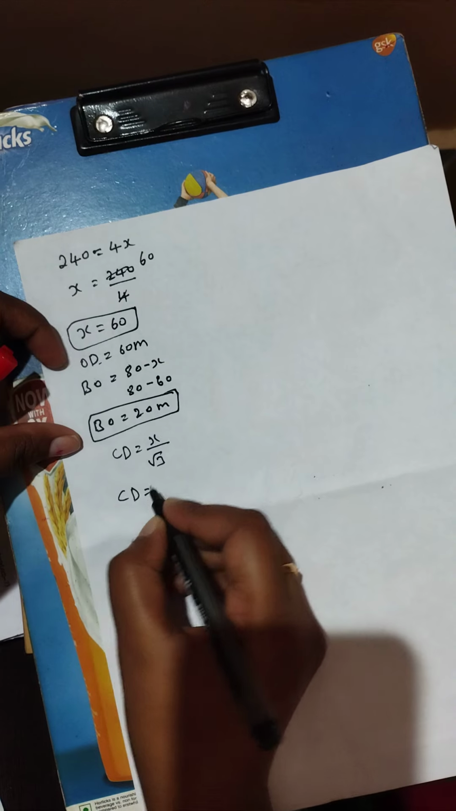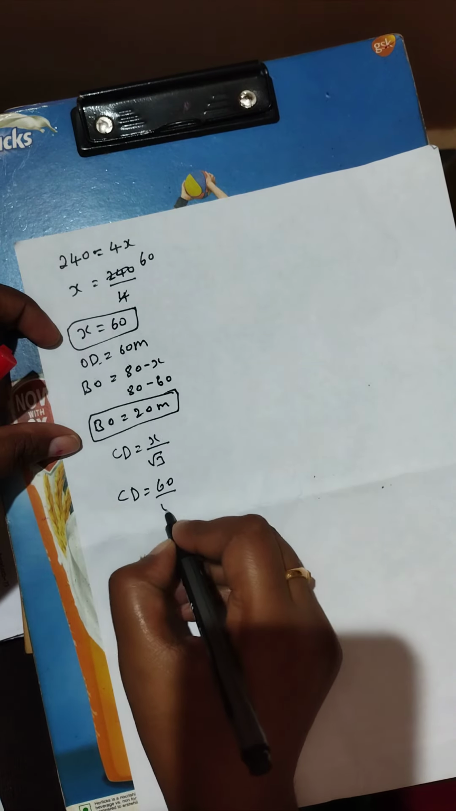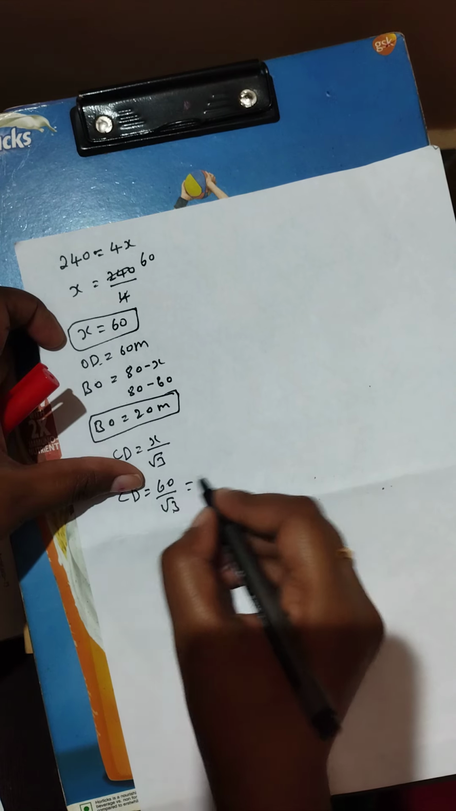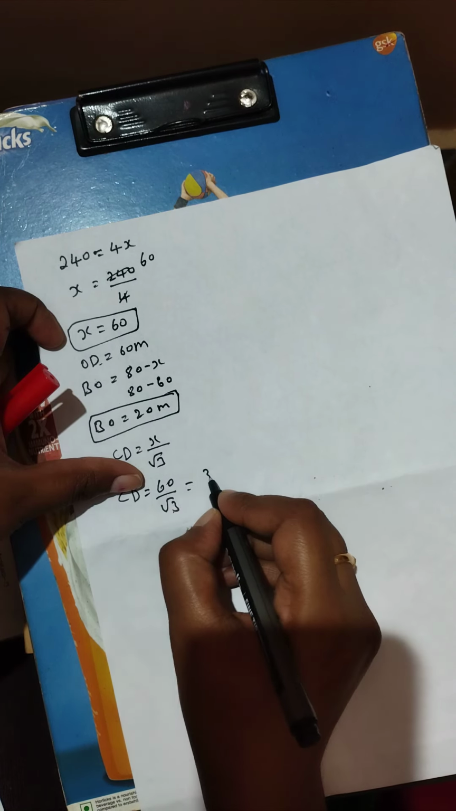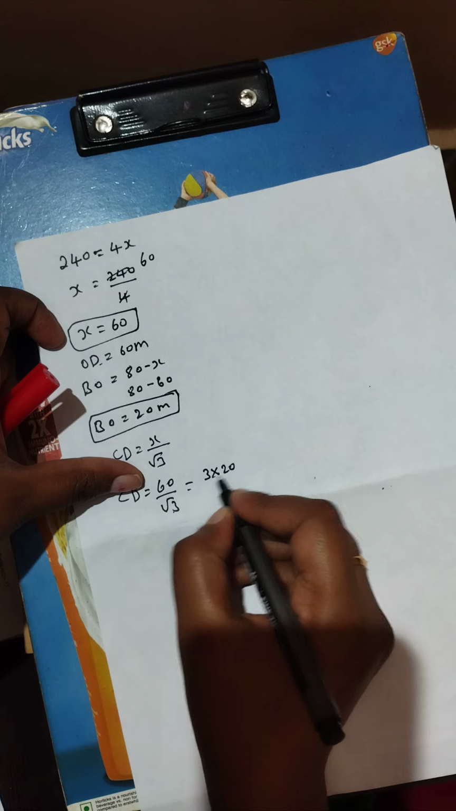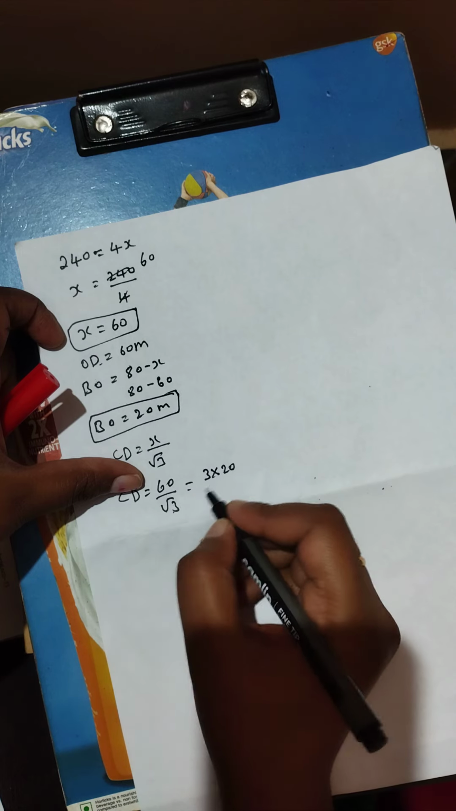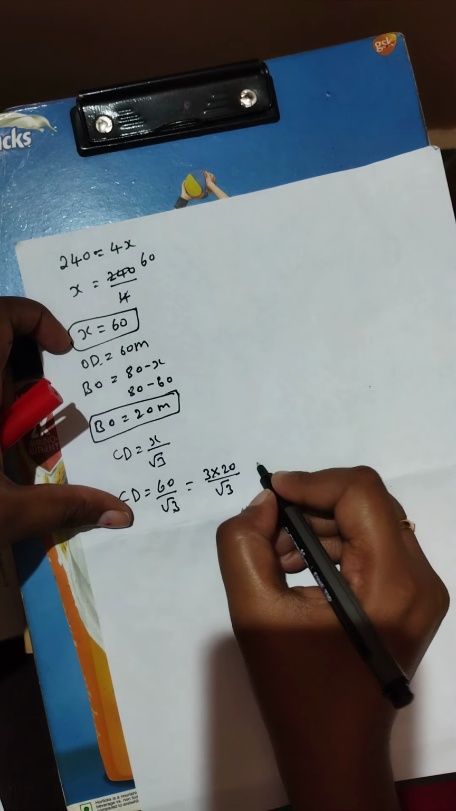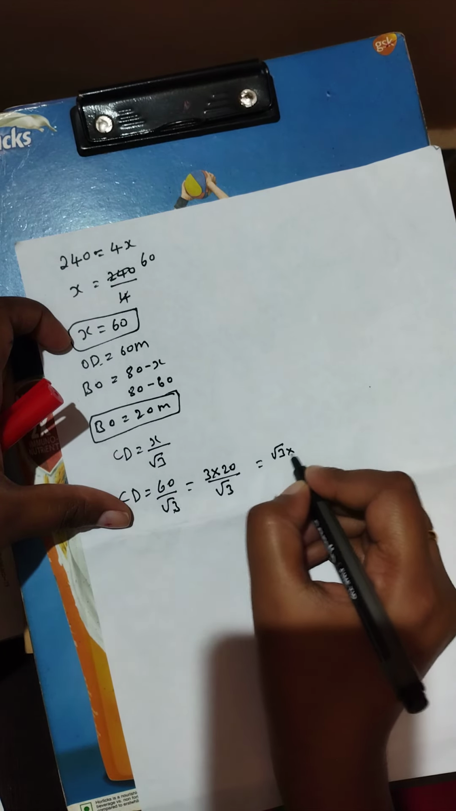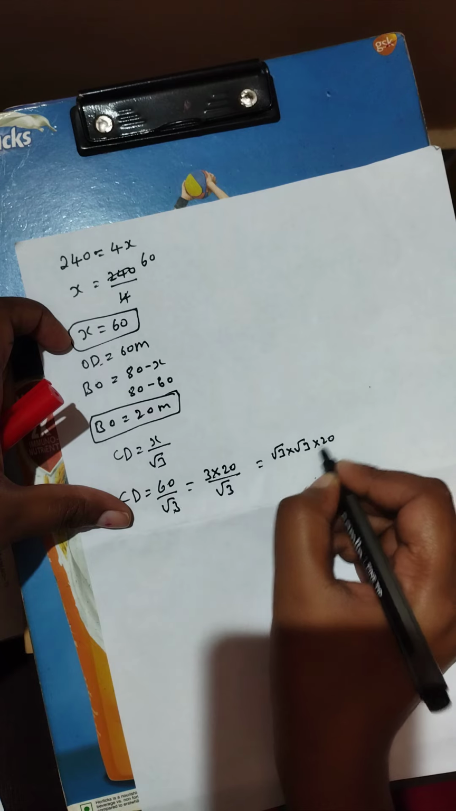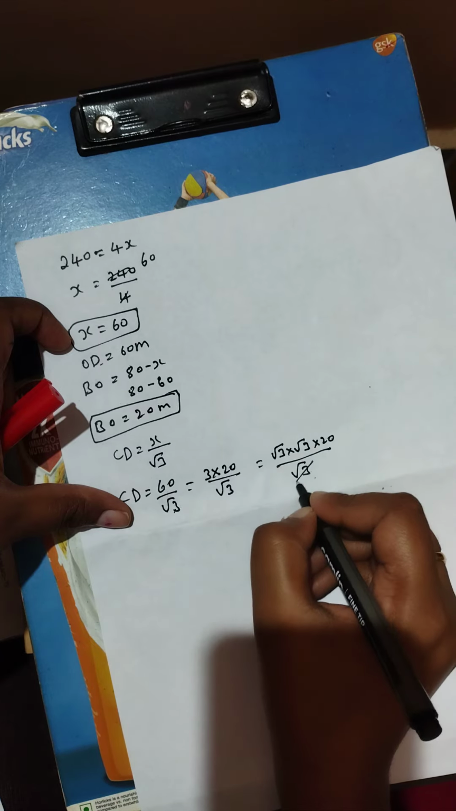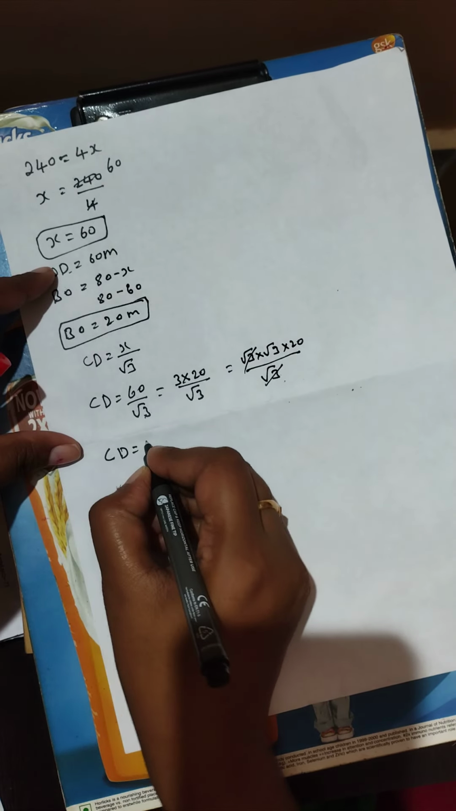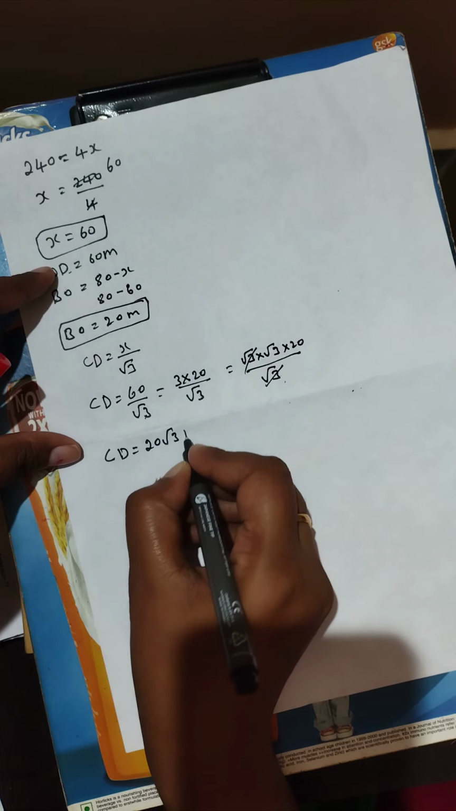What will you get? Your CD is equal to x is 60 by root 3. Here the root 3 is there, so write it in the multiple form. 2 3s are 6, no? So 3 into 20 we can write, 2 3s are 60. Why do we need to write 3? Root 3 is there in the denominator, so 3 can be written as root 3 into root 3, for our convenience, into 20, keep it as it is, divided by root 3. Root 3 gets cancelled. So what is left now? CD is equal to 20 root 3 meters.